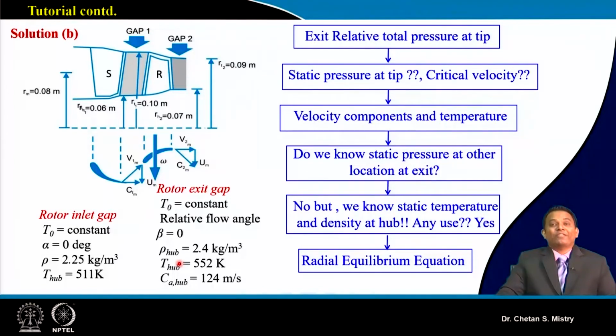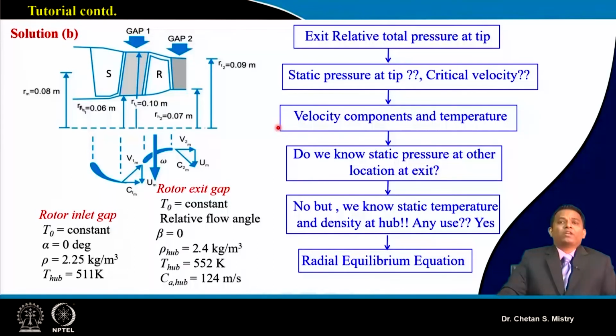Once we have that static pressure at the hub, we can calculate the other static pressure. How? The question will come: how to calculate that part. We have our fundamental radial equilibrium equation. Based on that, we can calculate my static pressure at the tip. And based on all my velocity components and temperature calculation, we can calculate our critical velocity. That's how we need to proceed further.